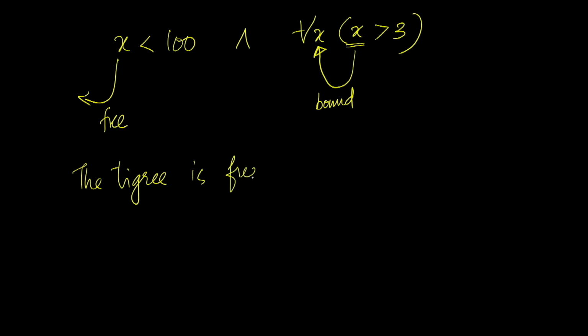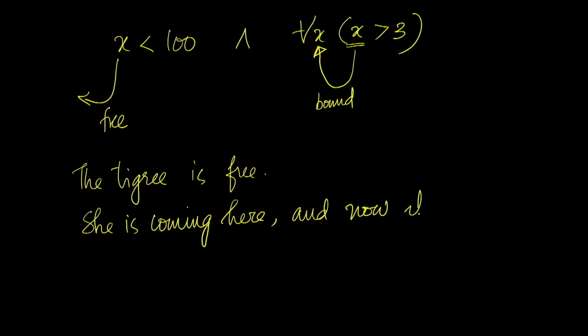The tigress is free. That's one sentence that provides a context. And let us say in the second sentence we have, she is coming here, and now it is everyone for herself.